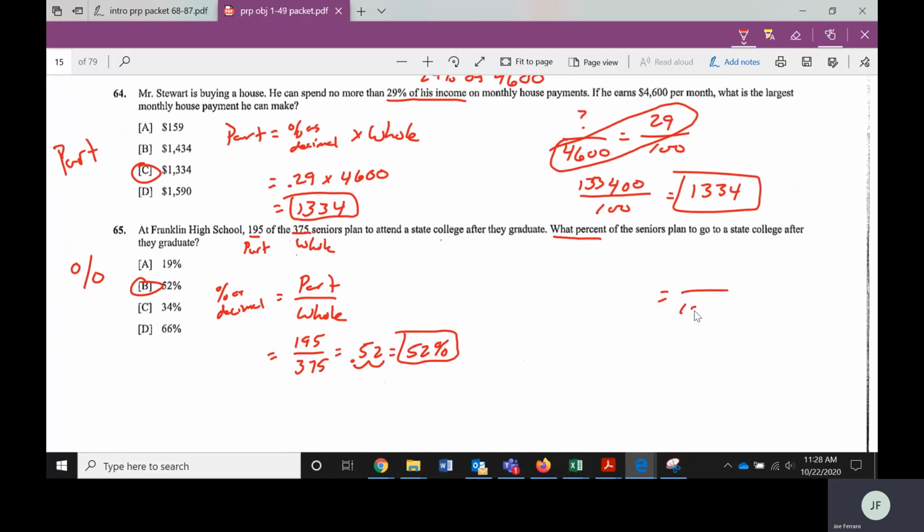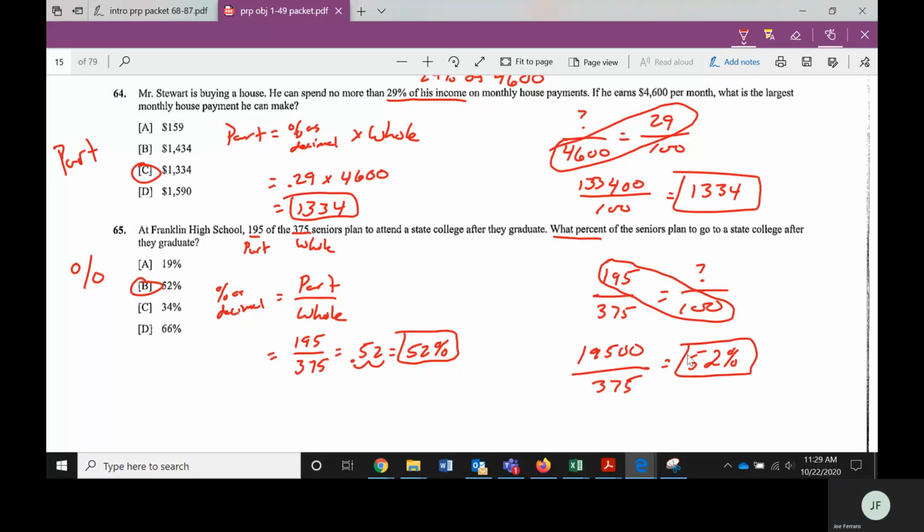Okay, the other method, set this up right away. Percent is what we don't know. That's what we're looking for. The part is 195. The whole is 375. Take the diagonal with two numbers. We multiply that. Divide by the third number. And there's no converting here. We get 52, which is the percent. So that's a pretty straightforward percentage one.